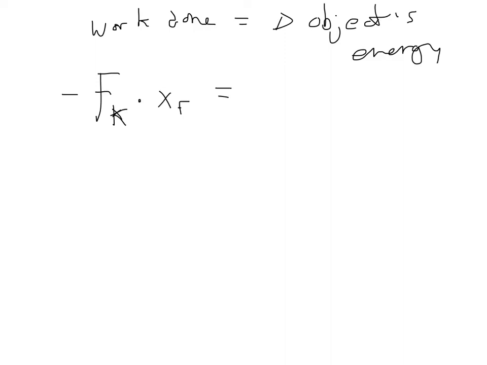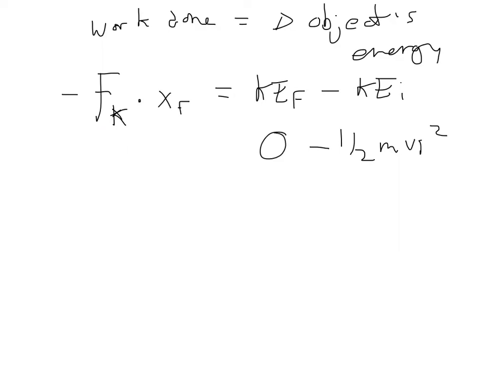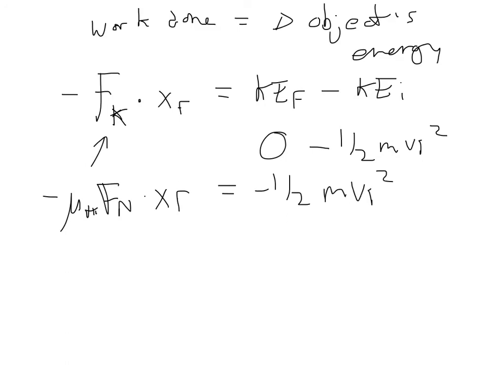Well, the change in the object's energy is the object's final energy, I'll say its final kinetic energy, I'll use KE as the symbol for kinetic energy, minus its initial kinetic energy. Its initial kinetic energy was 1/2 m v initial squared. Its final kinetic energy is 0. This force due to friction is equal to mu k times the normal force of the object, multiplied times the final position of the object, and put a negative sign in front of it. That's equal to minus 1/2 m times v initial squared.